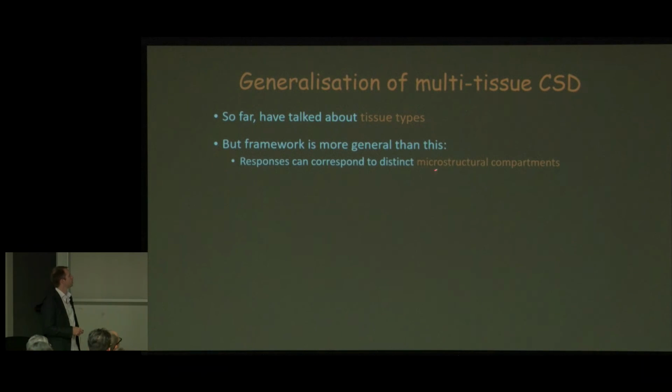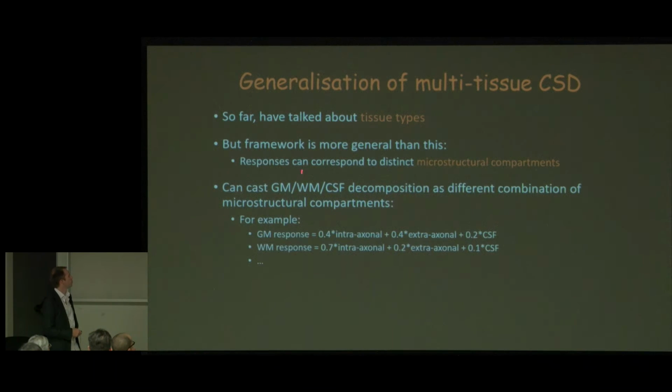So far we talked about tissue types, but actually the framework is much more general than that, because you can put microstructural compartments in there if you want to. As long as they add up linearly, it doesn't matter whether you talk about tissue types or tissue compartments. And so what that means is, for example, the grey matter CSF decomposition that we have here, we could cast it again as a different combination of microstructural compartments. So it could be that the gray matter response that we've estimated, because we've estimated it from a particular voxel or set of voxels, is actually some amount of intra-axonal plus some amount of extra-axonal plus some amount of CSF signal, and the white matter response would be some different contributions from these different things, and so on and so forth.